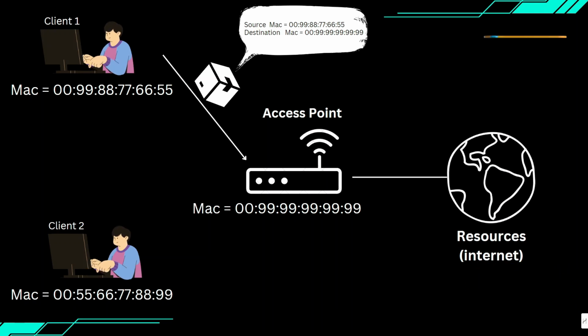You might already know that an IP address is used to identify computers on the internet. A MAC address works a little differently.